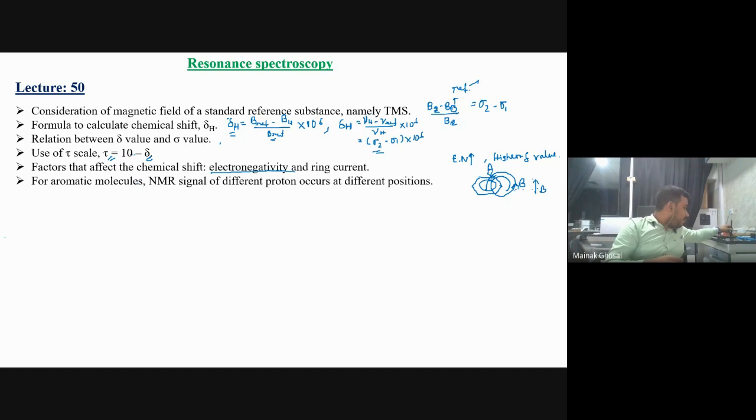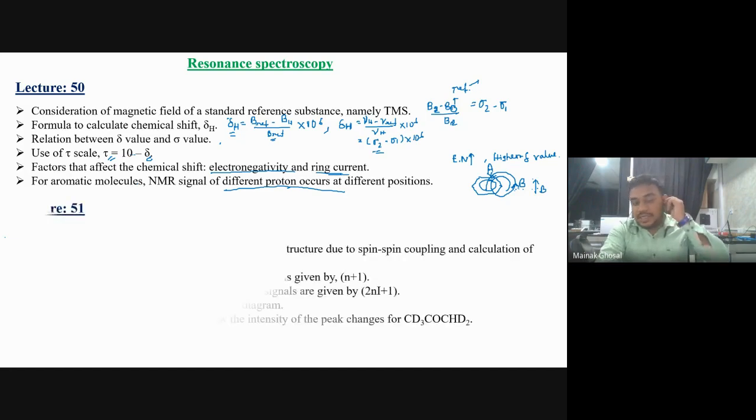Okay. So what is the implication of that? The delta values for different hydrogens at an aromatic benzene ring will be different. So I have written here that for aromatic molecules, NMR signals of different protons occur at different positions due to the effect of the ring current. For this ring current, in some positions the hydrogens will feel more magnetic field, and then this will be upshifted. Okay.